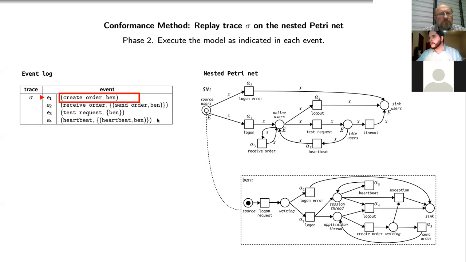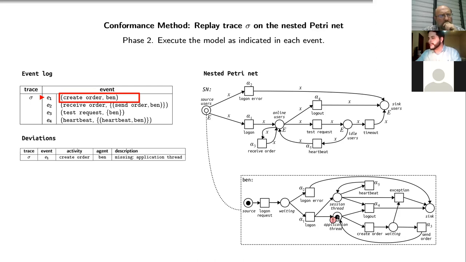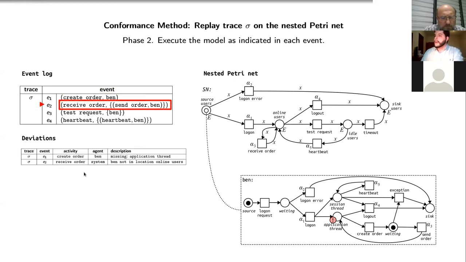So we look that the first event is saying, we need to execute in Ben's agent, create an order. But what happened is that the transition create order is not enabled. We don't have this place marked. So we have found a deviation, and also we need to force somehow the replay to continue to find further deviations in the trace. So we are going to force the model to execute in the way that the system in real life has done. So we mark a token here and we continue the execution. Look at that, also we have marked this deviation.